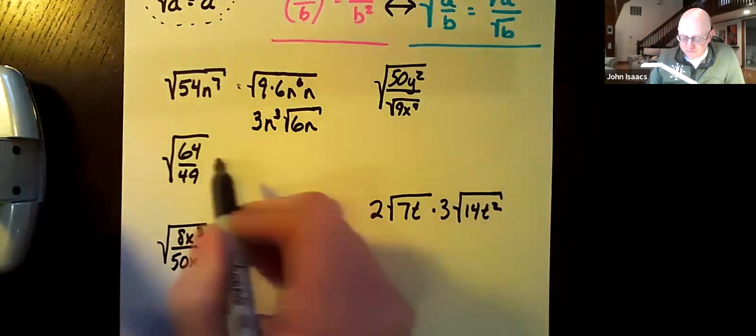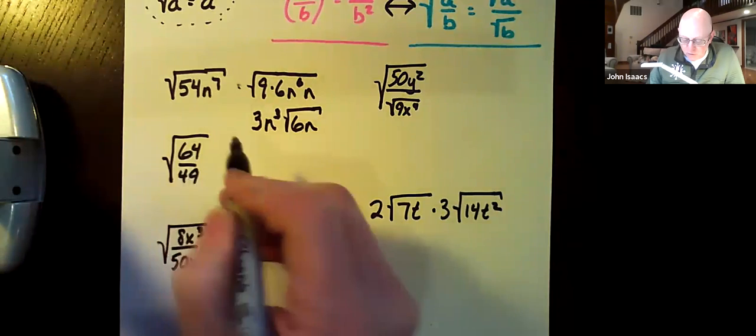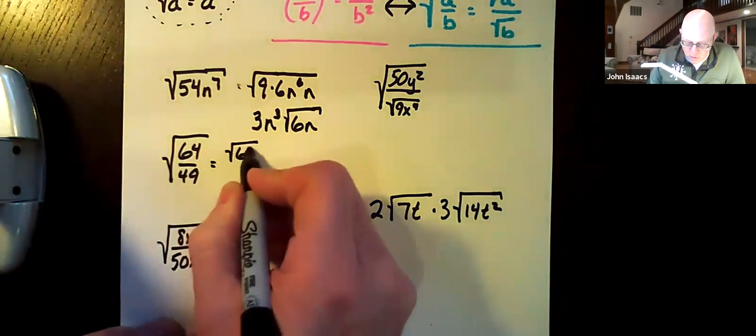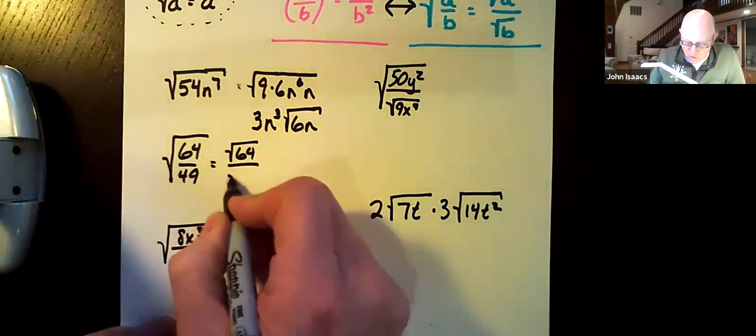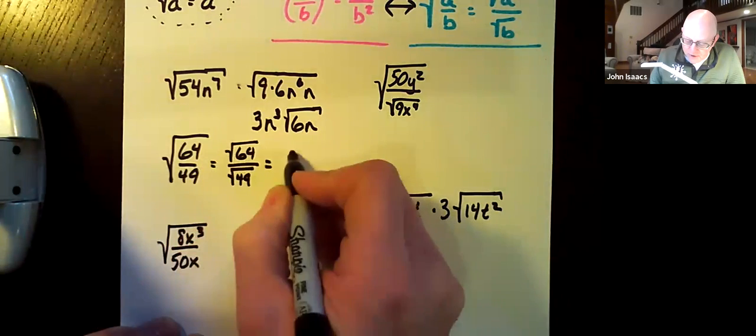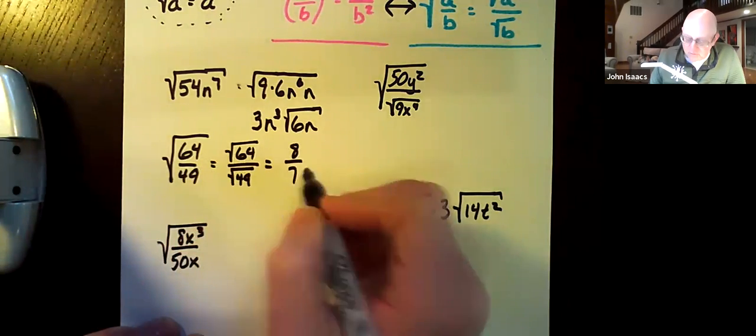The next one, square root of 64 over square root of 9. Well, we don't even have to think of it this way, but we can think of this as the square root of 64 over the square root of 9, or the square root of 49 rather. And that's simply 8 over 7. And we're done.